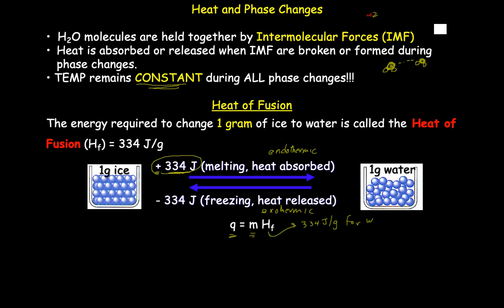Again, if you had a different substance, you would be using a different heat of fusion. Okay, so the heat of fusion is always that number. So that's a number you're going to have to know. It's kind of easy to do. So to review, if you want to melt ice, you're going to have to add 334 joules per gram. If you want to freeze water, you're going to need to take out 334 joules per gram. Okay, that's the interesting part.